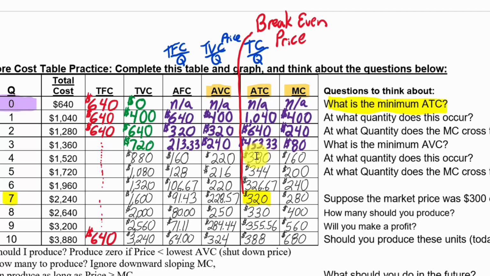If the price is ever above $320, we can make a profit. If the price is ever less than $320, we have to lose money. There's nothing we can do about it. But if the price was exactly $320, we would break even. We could produce these for $320 a piece, sell them for $320 a piece, and break even.